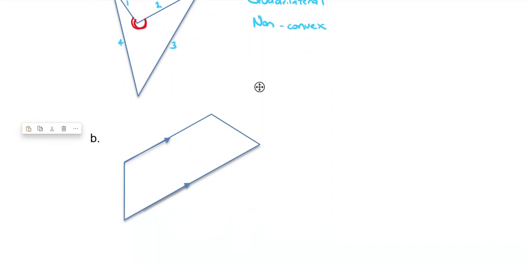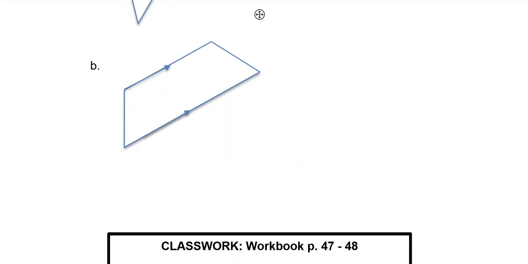Shape B, because it has a pair of parallel sides, just one pair, and those slopey ones on the edge, this is a trapezium. Okay, it would also be convex because it is all pointing outwards.